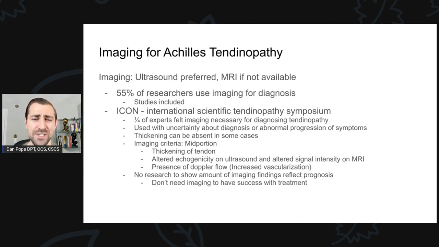Okay. And here's the thing. We have no research to show the amount of imaging findings reflecting prognosis. Okay. And this is kind of cool, right? So basically, if you have a really thick tendon, it doesn't necessarily mean that you're less likely to have a positive prognosis over the course of time. All right. And the other thing that's kind of cool is you don't need imaging to have success with your treatment. Okay. And that's important for physical therapists to hear, because if you have someone come in and you suspect that they have Achilles tendinopathy, you can get them better without an image. Okay. And you can let your patients know that you don't need imaging. Okay. If things are not progressing, yeah, let's do it. But I don't think you need this in order to proceed over the course of time.